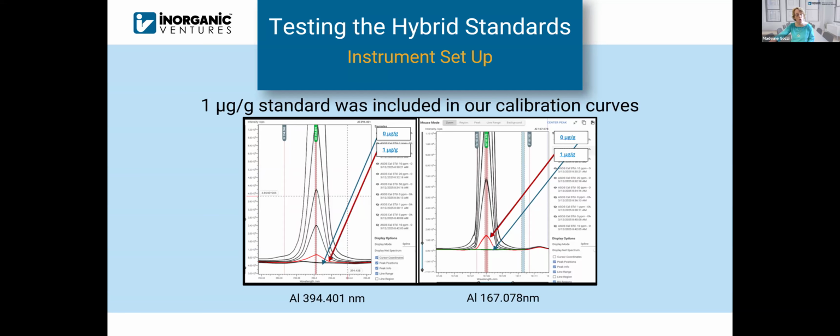The screenshot on the right is showing you the best aluminum line, which is the 167.078 nanometer line. That line gives you the best sensitivity and also the lowest method limit of detection. So just as an aside, we do recommend the 167 line for this work.